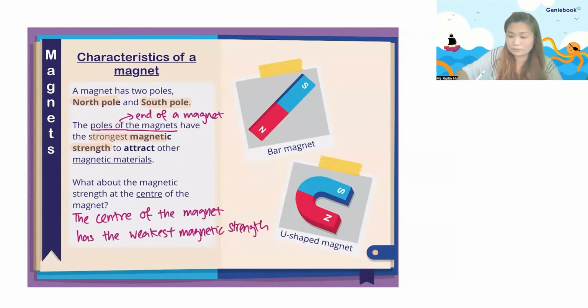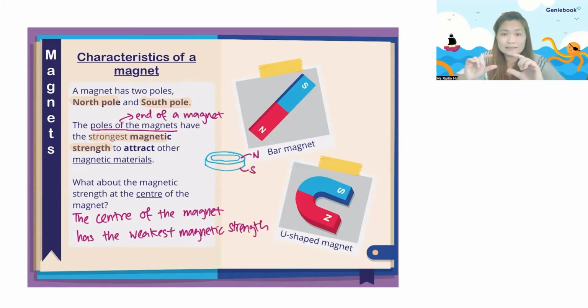Where are the poles of the ring magnet? Let me draw a very ugly ring, a little bit 2D, something like this. For the poles of the ring magnet, there will always be a pole at the top and a pole at the bottom. The top one depends on how you flipped it. I'm just going to put down the top as north and the bottom as south. That is where the poles of the ring magnet are.